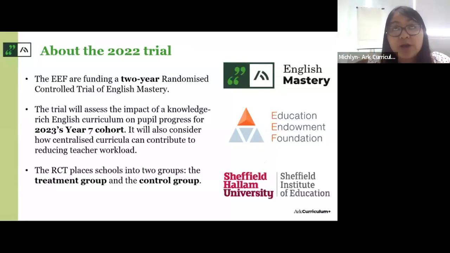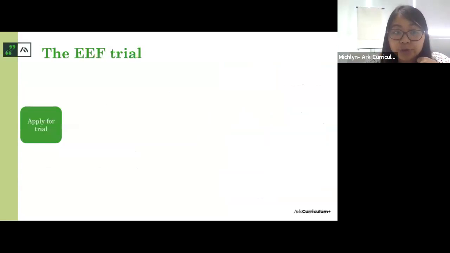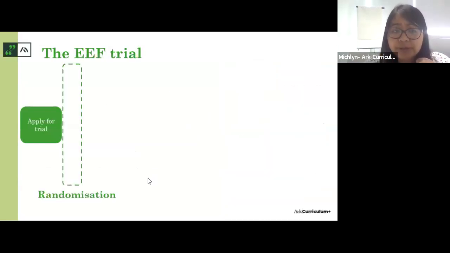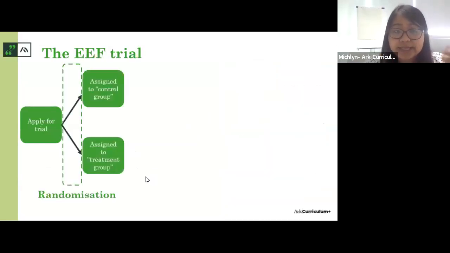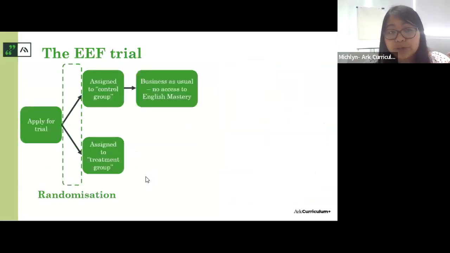Now, the trial means that you get placed in 2 groups. So there's a randomization. So we get all of the schools if you do decide to join the trial, and you'll either get placed in the treatment group or what we call the control group. So after you've applied, the randomization takes place. You either get put into a control group or treatment group.